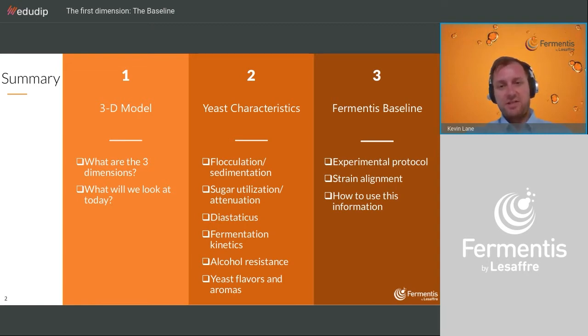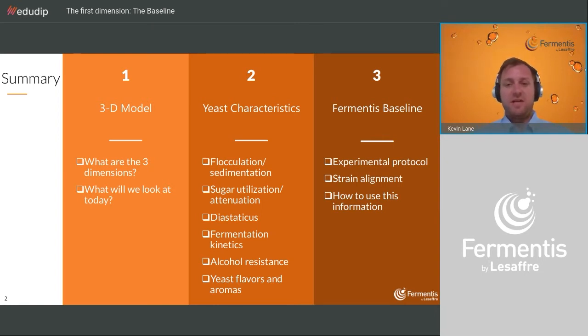We'll talk about sugar utilization and attenuation. We'll talk about diastaticus immediately following that. Take a look at the fermentation kinetics of the Fermentis yeast strains. The alcohol resistance we'll spend a little bit of time on. The yeast flavors and aromas is a huge category. We could devote an entire webinar just to that, and really just to one slide.